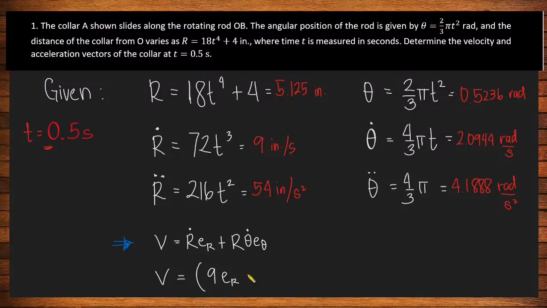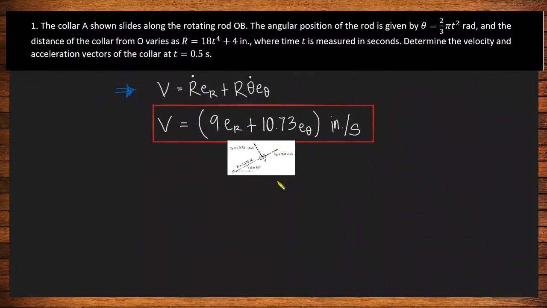And then for the transverse component naman ng velocity natin, that will be equal to the product of our r and theta dot at t equal to 0.5 seconds. So multiplying those two values, we have 10.73 inches per second. Therefore, the velocity vector of the collar at t equal to 0.5 seconds is equal to 9 e sub r plus 10.73 e sub theta inches per second.